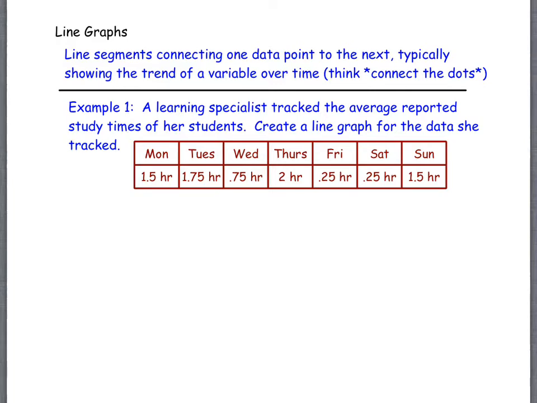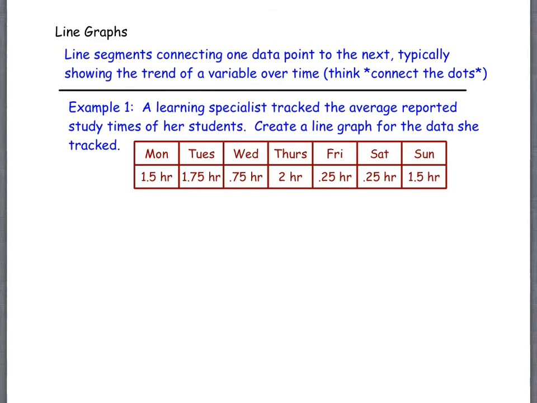All right, so here is an example. A learning specialist tracked the average reported study times for her students. Create a line graph for the data she tracked. So these are the hours, it says the times of studying. So on Monday they studied 1.5 hours, Tuesday 1.75, Wednesday 0.75, and so on. Okay? So we're going to create a line graph for this information.